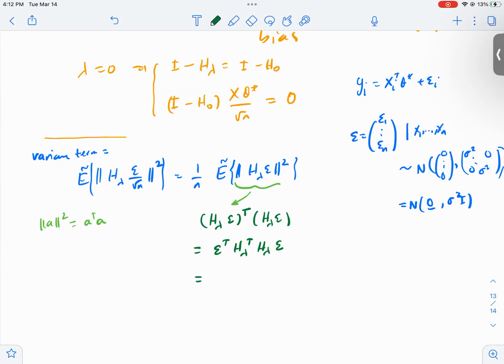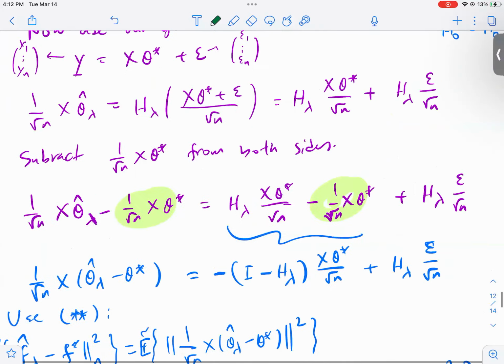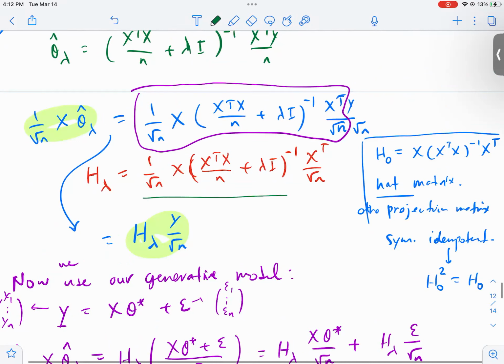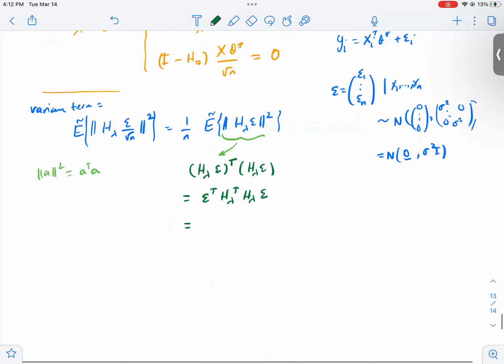It's not hard to see that H lambda is a symmetric matrix. The way we defined it, if you transpose it, since transposes flip the order, you get X transpose transpose first, which gives the same thing, and then the middle matrix is also symmetric. So it's a symmetric matrix, and this is really just H lambda. And so you get epsilon transpose H lambda squared epsilon. Okay.